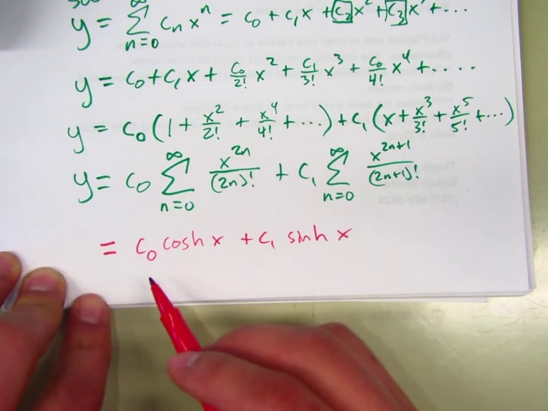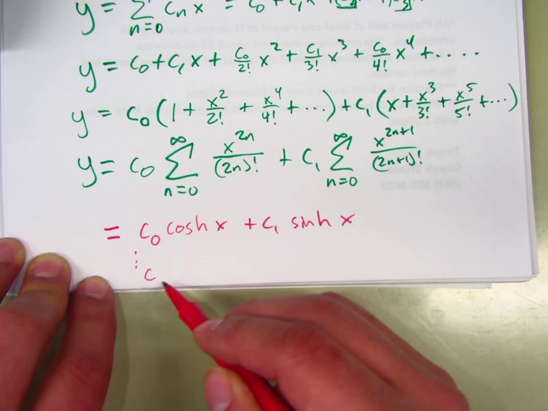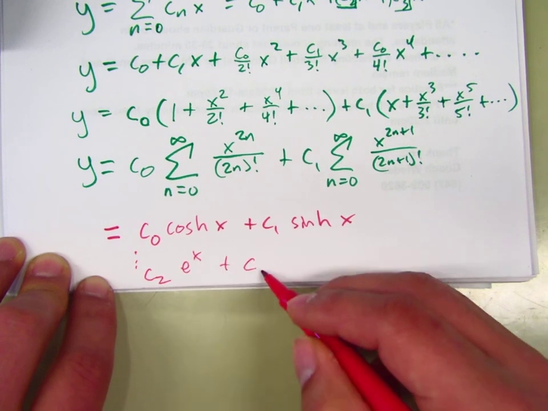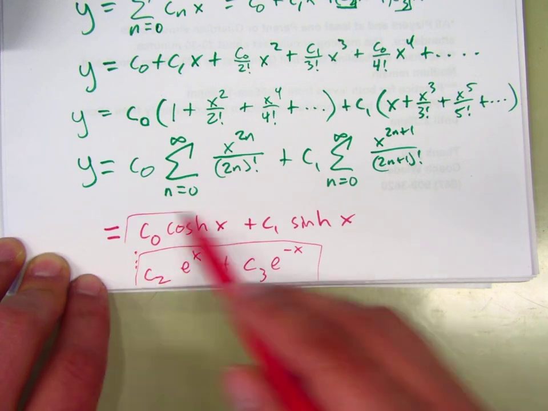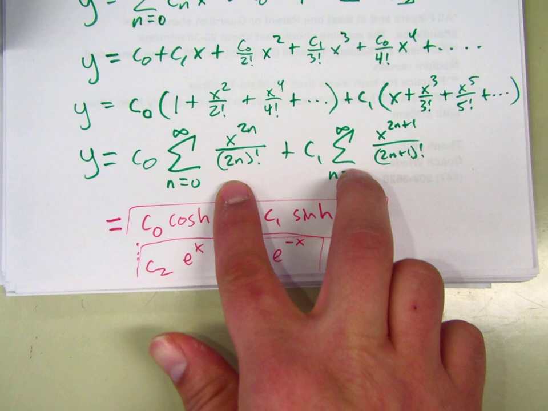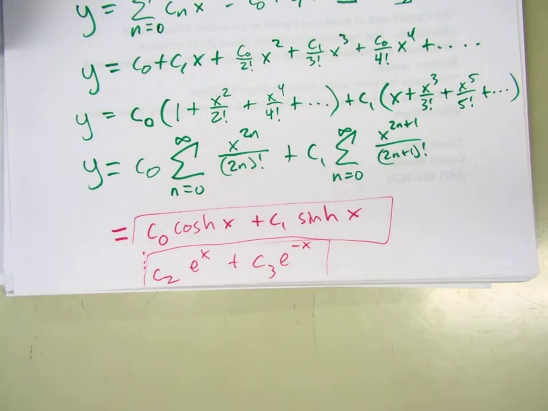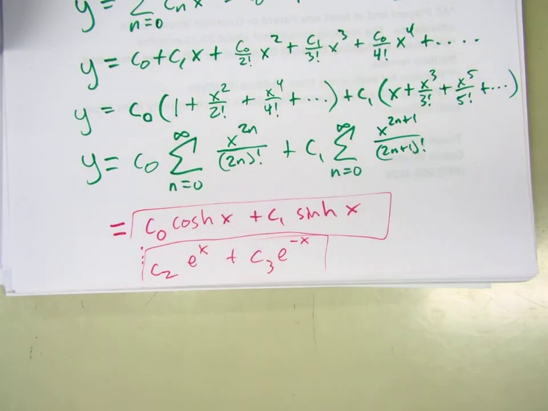What ends up happening is this. These eventually turn into some new constants. Let's call them C2, e to the x, plus another constant C3, e to the minus x, is what's going to end up happening. So all of these would be acceptable solutions. But if they want a series solution, you can just leave it like this. I don't necessarily care if you write it in its compact form, but as long as we see these are the two solutions there, you guys are in good shape. Does that make sense?